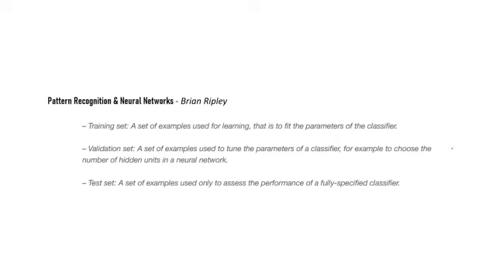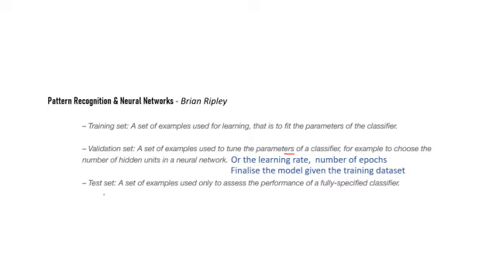According to the book Pattern Recognition and Neural Networks by Brian Ripley, this is the most concise definition of the sets. Training set is basically a set of examples used for learning, that is, to fit the parameters of the classifier. Now comes the validation set. The validation set contains a set of examples which is used to tune the parameters of a classifier, for example, to choose the number of hidden units in a neural network, or to choose the learning rate or the number of epochs. So basically, the validation set is also used to finalize the model given the training data set.